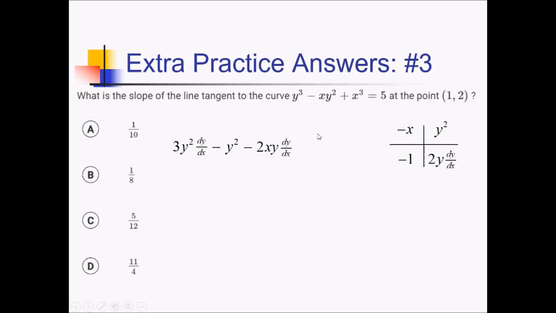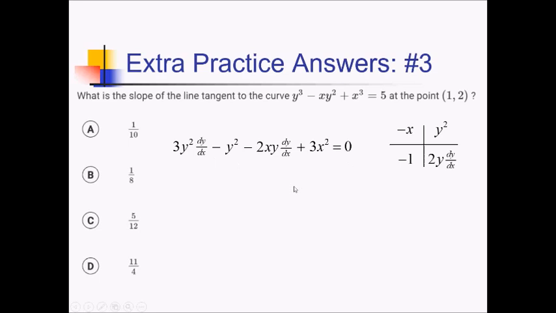And what else do we have? Oh, wait, there's more. We have an x cubed to take care of. That's going to be plus 3x squared. And don't forget the other side of the equation. Right now that's 5, but when you take its derivative, you get equals 0. All right, so this is a little bit of a mess. We're going to try to get dy over dx by itself.